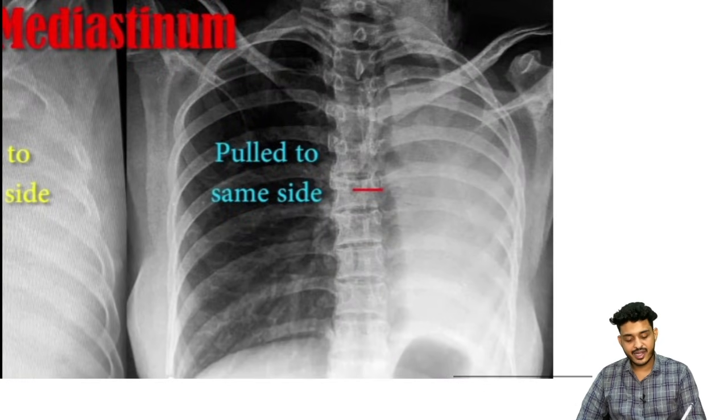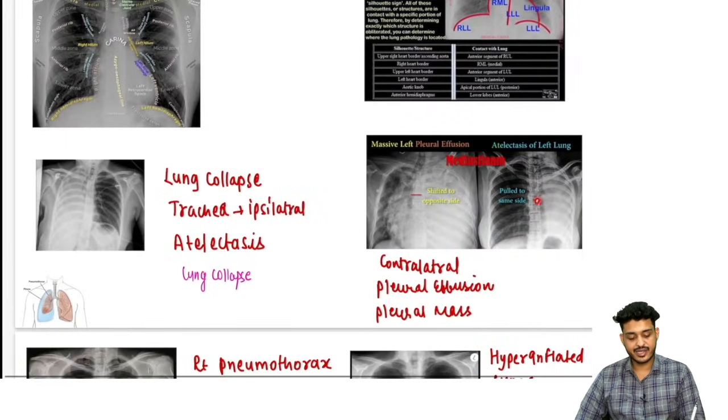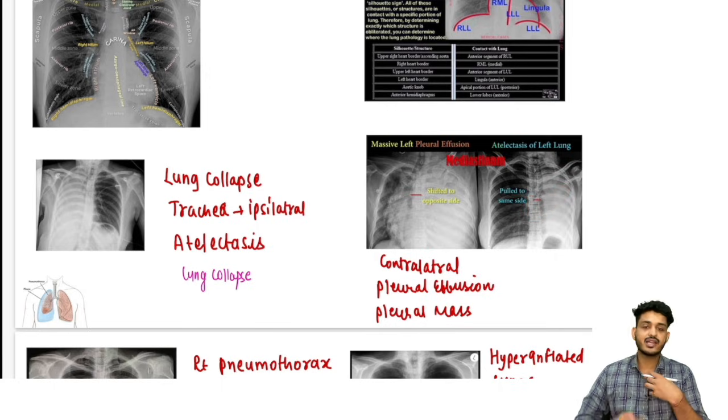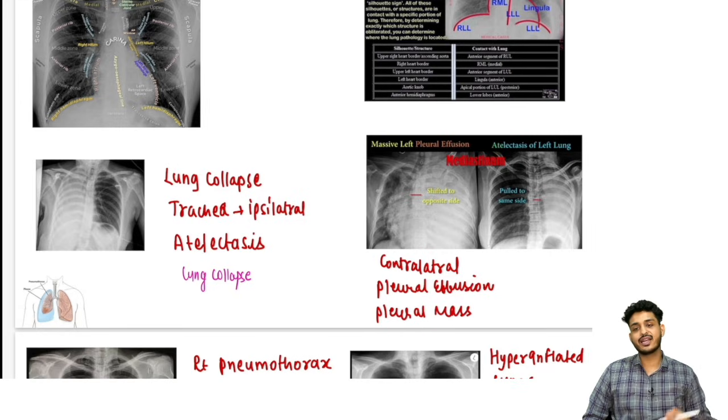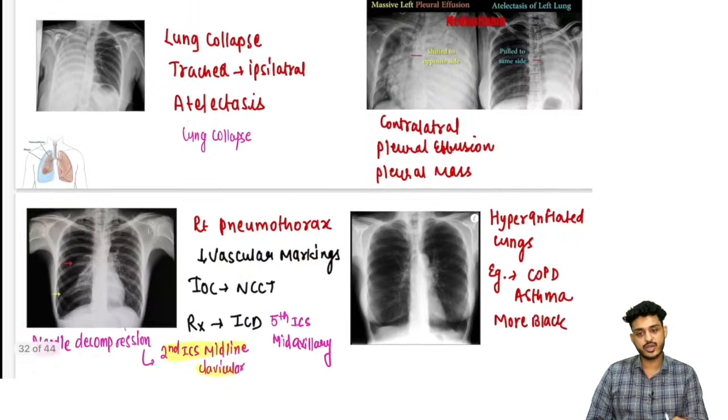Okay, when the trachea is pulled to the same side, what is happening? It can be due to lung collapse, it can be due to atelectasis, right? There can be collapse of the lungs on the same side, and you will be having tracheal deviation on the same side. But trachea is very important. You look at the trachea, you will understand. If the trachea is going to the same side, that means lung collapse is there. If the trachea is going to the opposite side, what can be the pathology? It can be due to pleural mass, it can be due to pleural effusion, right?